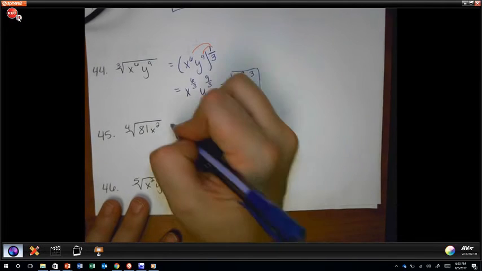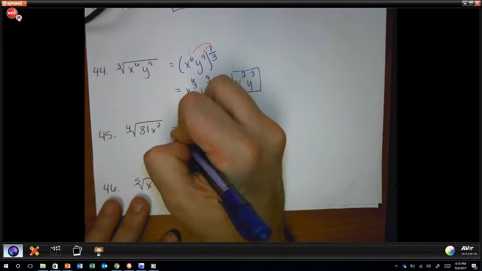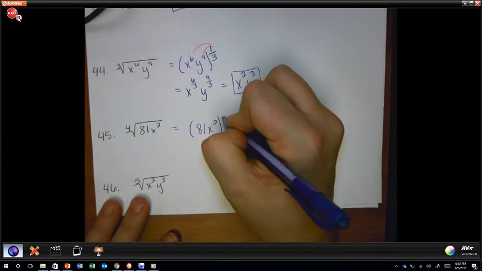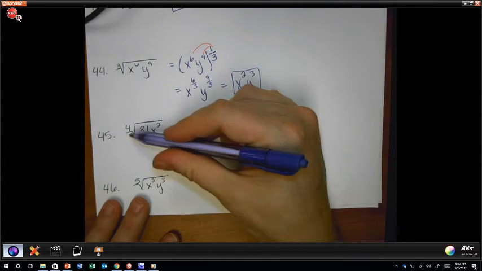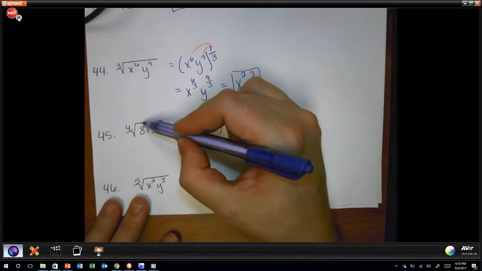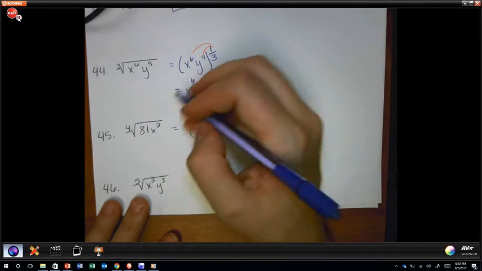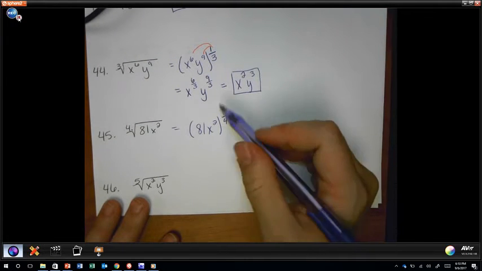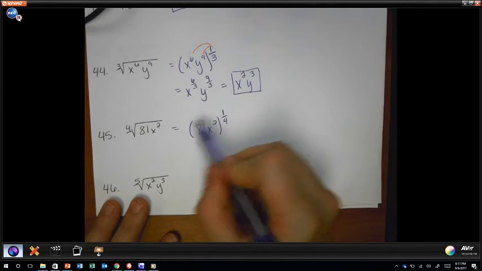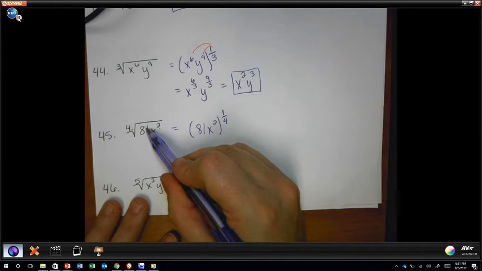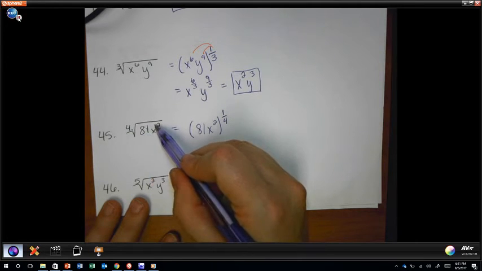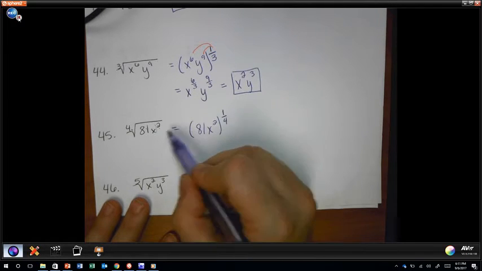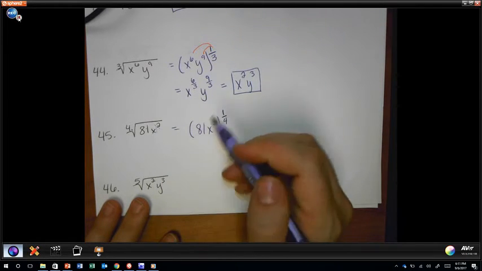Number 45. I rewrite my radicand inside parentheses. My denominator comes from my index. The entire thing is not raised to a single power, so I'll put 1 for now. You can't use the 2 as your power unless it comes from both. If my 81x was in parentheses and the 2 on the outside of that, I could use the 2 in the numerator. But it's not.